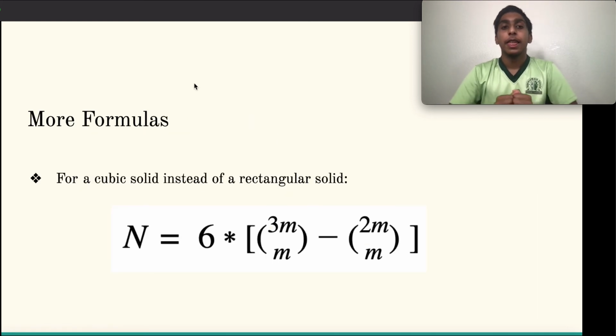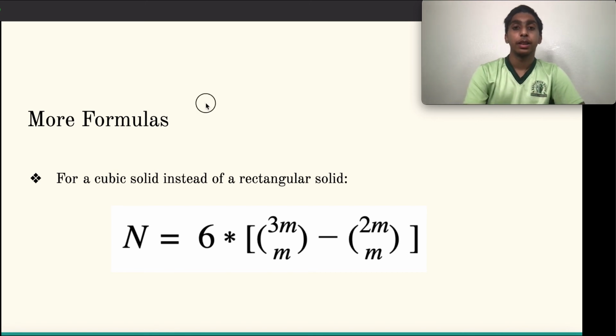Right. And for a cubic solid instead of a rectangular solid, again, we've seen this a lot today, where we have this rectangular solid of dimensions m times n times r, but when it becomes a cube, you can just change everything to the same dimension. So in this case, we've elected for m. So it's 6 times 3m choose m, minus 2m choose m. So that's simply how we can find the number of ways the bug can walk across the grid lines to the corner in a cube.